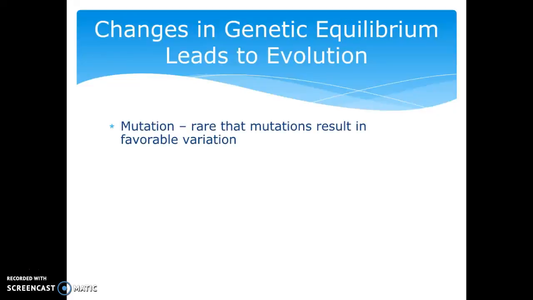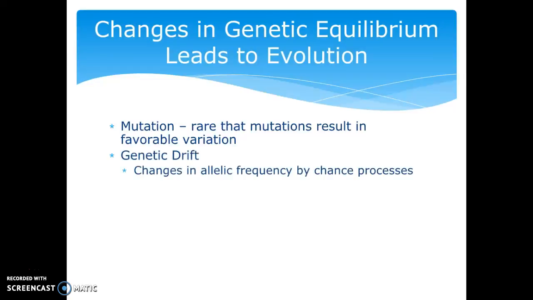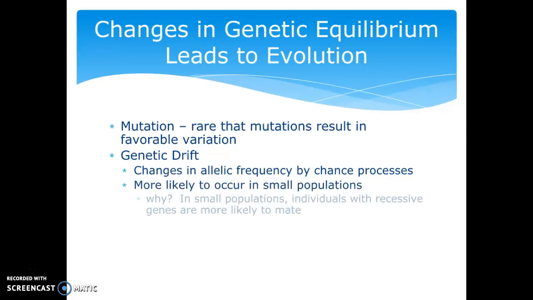The mutation, we talked about those in DNA. It's rare that a mutation does result in a favorable variation that allows an organism to survive a little bit better. Something called genetic drift is when allelic frequency or trait frequency changes by chance processes. It's more likely to occur in small populations because in small populations, those individuals with those mutated or recessive genes are more likely to mate.